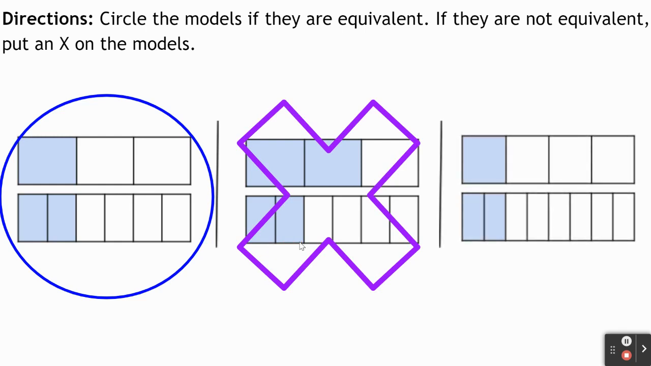In this last one, we have 1/4 shaded on top. And on the bottom, we have 2/8 shaded. So we can see that there are more parts on the bottom, but they're much smaller. We just want to see if the same portion of the whole is shaded. Well, if we line them up, we can see that the amount shaded is about the same for each of the wholes. So these two fractions are equivalent.